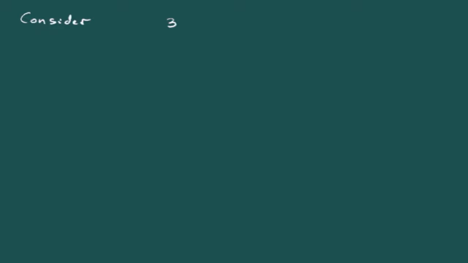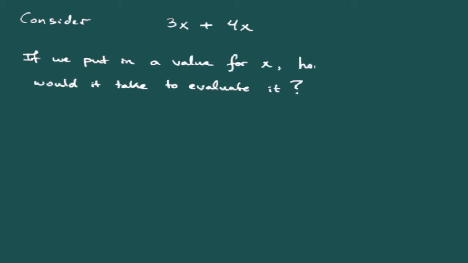So let's consider the expression 3x plus 4x. Now we can ask ourselves the question, if we put in a value for x, how many operations would it actually take to evaluate that? Now notice here that I said operations and not steps. We can do several steps at one time, but operations, that's a little bit more specific. So how many operations does it actually take to evaluate this expression?